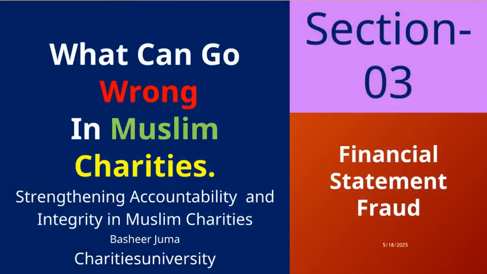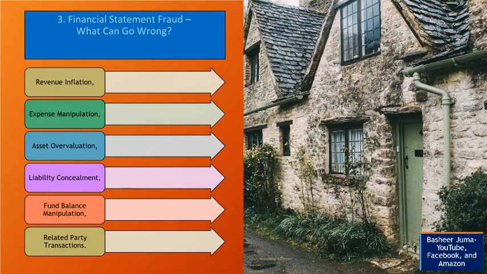Section 3. Financial Statement Misstatement or Fraud. What can go wrong? Revenue inflation. Overstating donation income to appear more successful. Expense manipulation. Misclassifying expenses to hide inappropriate spending. Asset overvaluation. Inflating the value of property or investments.